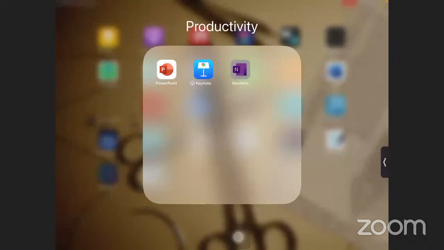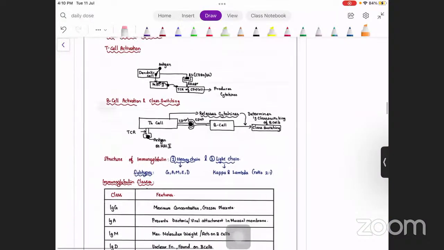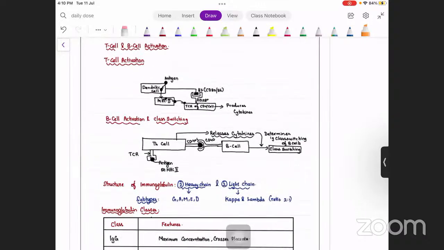So we are resuming session 2 of pathology. Now we are going to talk about immunology. Speaking about immunology, we need to see T cell and B cell activation. How is the T cell activated?